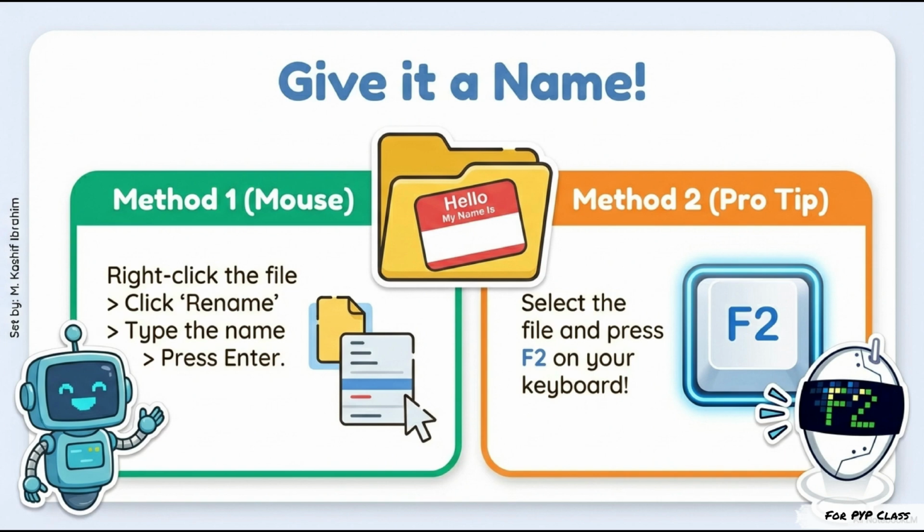Okay, so we've covered the 2 biggest superpowers. Now, let's do a little lightning round of some other essential skills you'll need for totally mastering your files. First up, giving your files good, clear names. You can do it the mouse way, of course, by right-clicking and choosing Rename, but here's the pro tip for you. Just select the file and press the F2 key on your keyboard. Trust me, it is way faster.